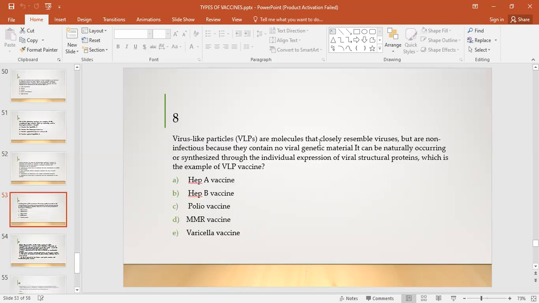Virus-like particles are molecules that closely resemble viruses but are non-infectious because they contain no viral genetic material, and they can be naturally occurring or synthesized through the individual expression of viral structural proteins. Which is the example of a VLP vaccine: hepatitis A, hepatitis B, polio vaccine, MMR, or varicella vaccine? B is the right answer, hepatitis B vaccine.